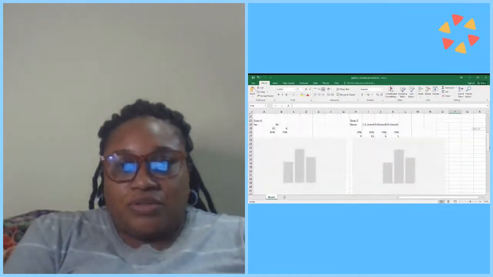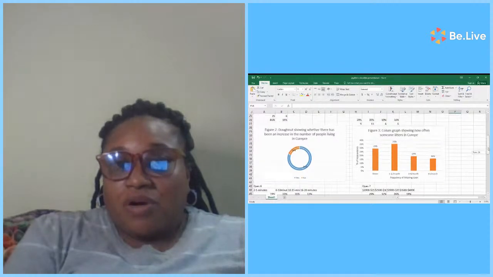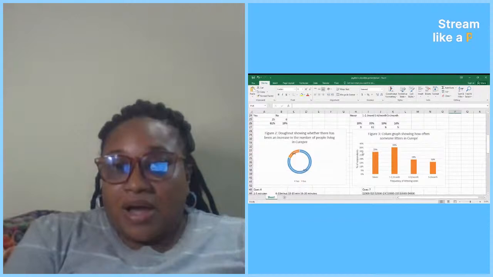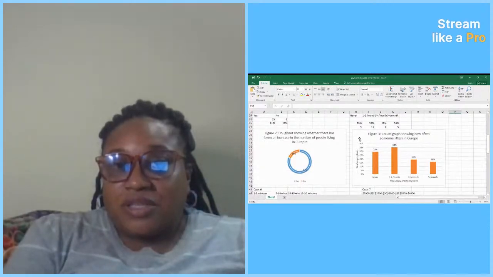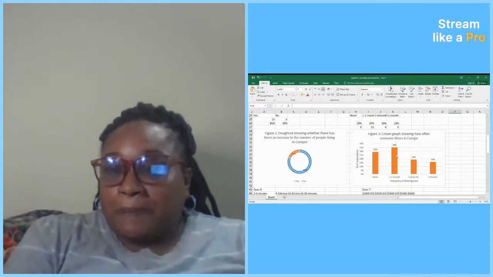You can also do a pie chart, a donut ring, or a bar graph. So this is a bar graph. And on your bar graph, remember I was saying that you need to label your axis. So you label your X and Y axis, and then you put the data labels of the percentages of each bar graph.